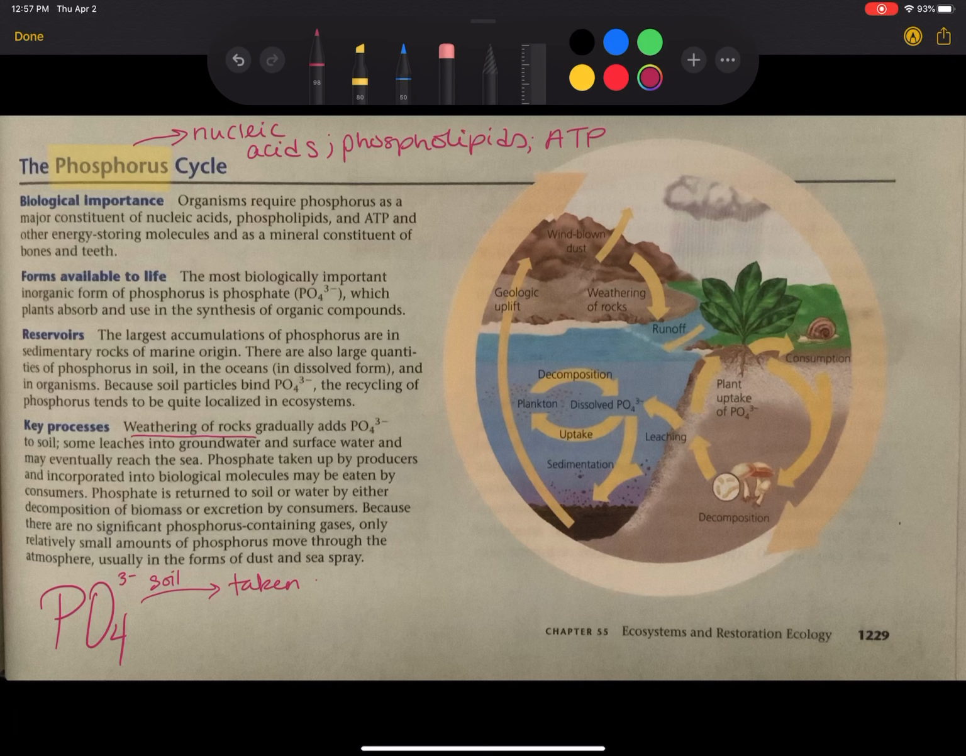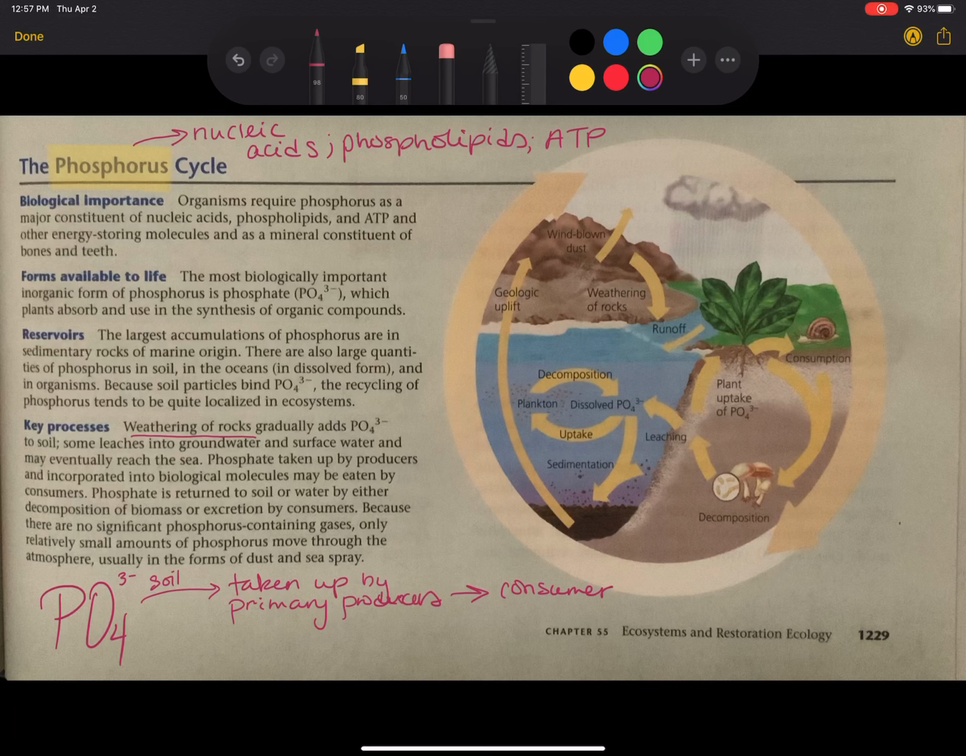taken up and absorbed by primary producers. These primary producers then are going to use this phosphate in their synthesis of organic compounds. And so through the process of photosynthesis, we're then of course going to have consumption. And so that consumption by a primary consumer, secondary consumer, so on and so forth, that's going to now track this into any consumer that we've discussed in a food web.